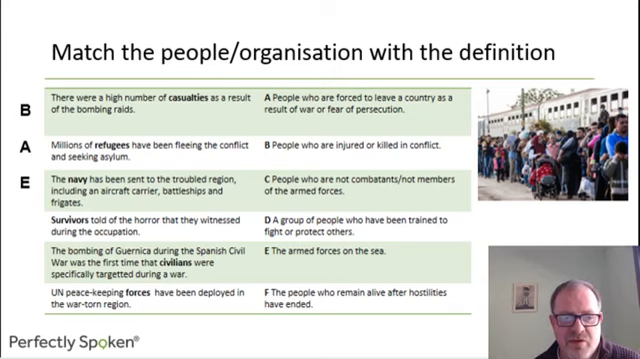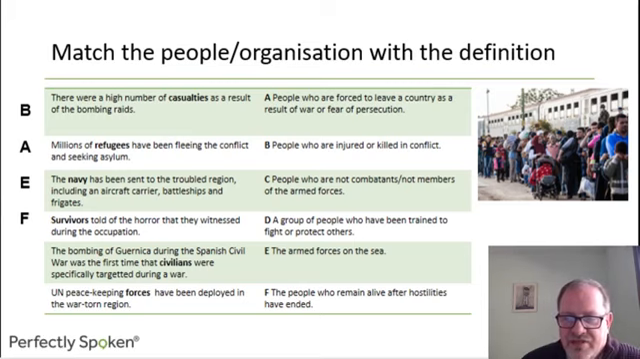Survivors told of the horror that they witnessed during the occupation. Survivors. Pause the recording if you need a bit of time. And of course, survivors are F, the people who remain alive after hostilities, as opposed to the casualties, which includes those who died. But survivors are people who remain alive.